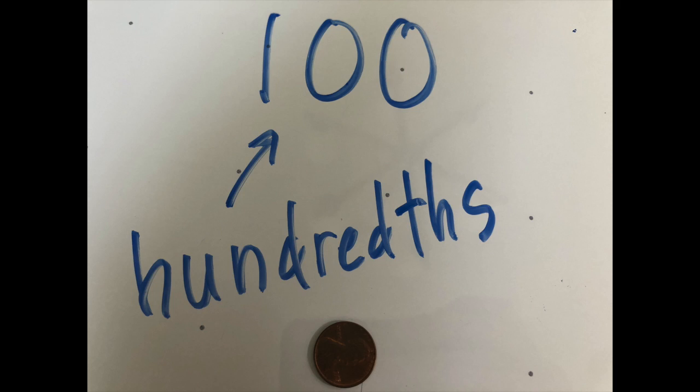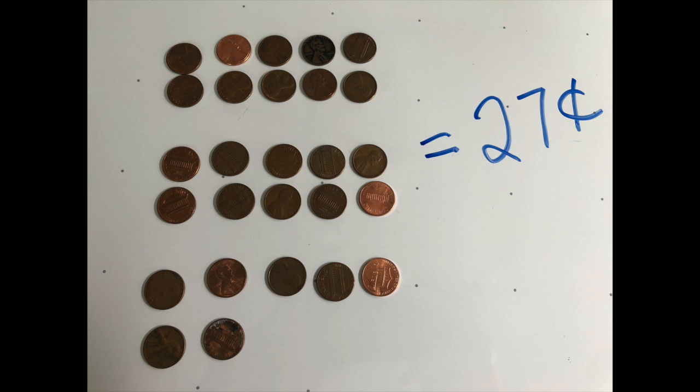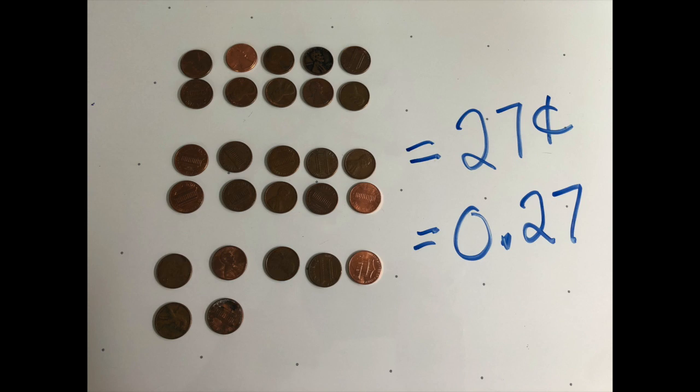Speaking of hundreds, here's 27 hundredths. Hundreds, well, they're represented by pennies. So here's 27 pennies. I apologize, they're American. You can write them as 0.27, 27 hundredths.